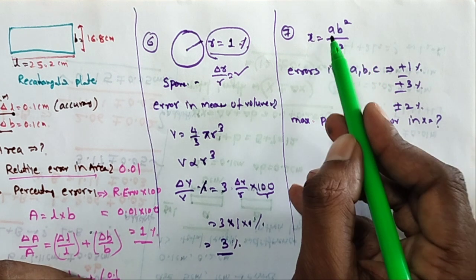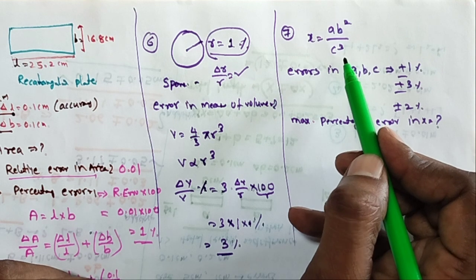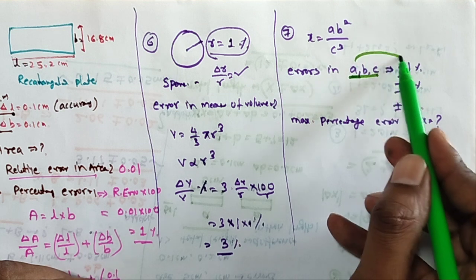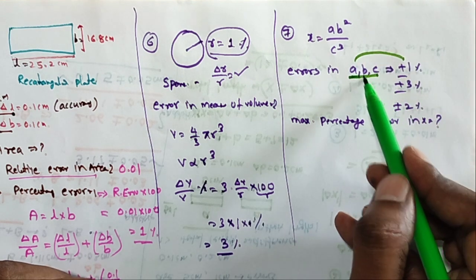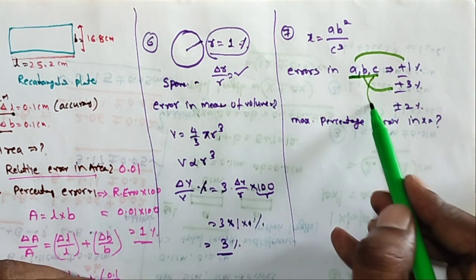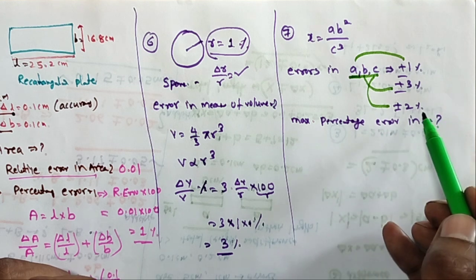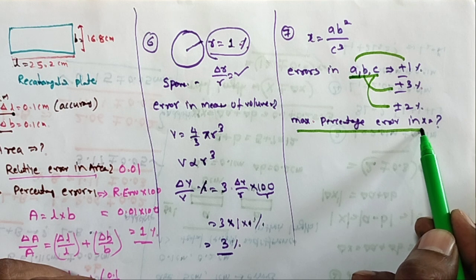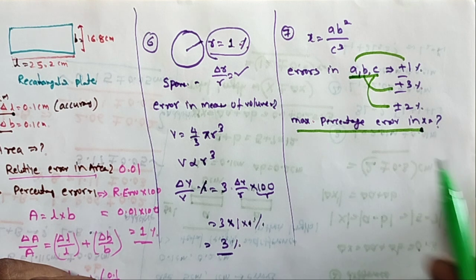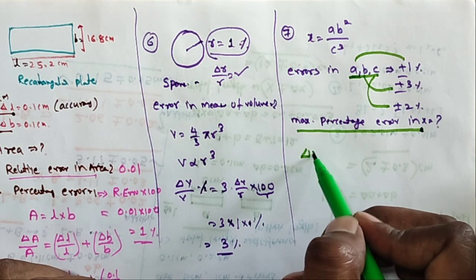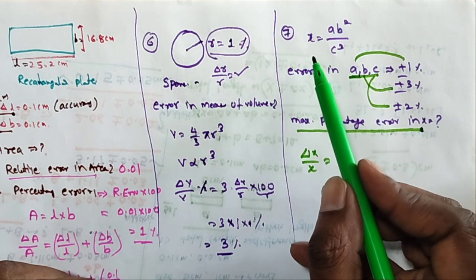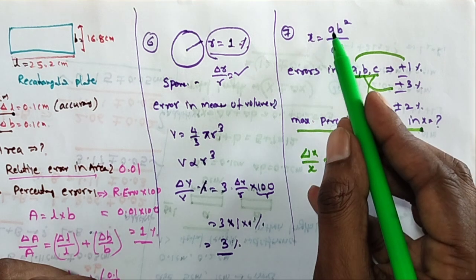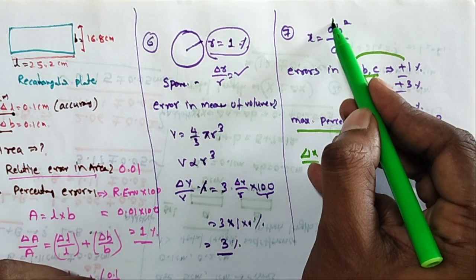Here x is equal to AB square by C cube. The percentage errors in A, B, C are given: A is 1%, B is 3%, C is 2%, plus or minus. Find the maximum percentage error in x. So here, what is the delta x by x? This is a power formula, so delta x by x is equal to A. There is no power, so what is the power? The power is equal to 1.